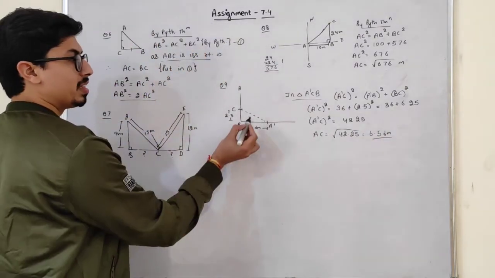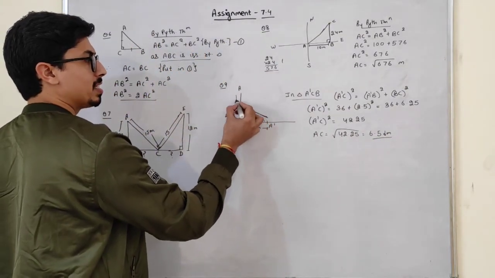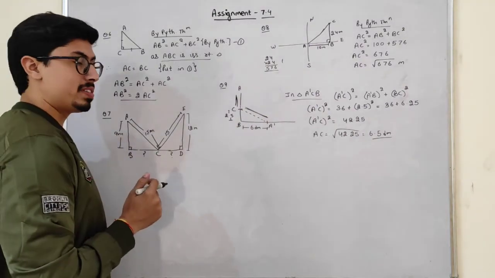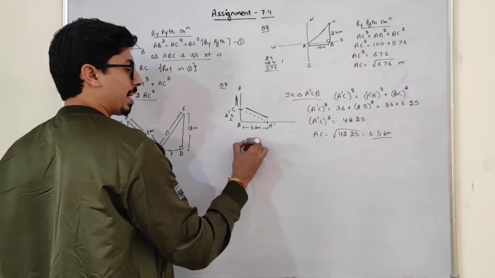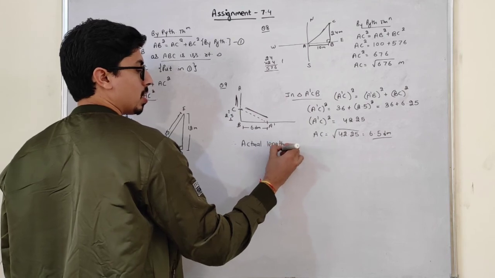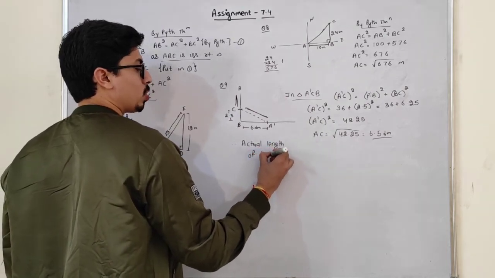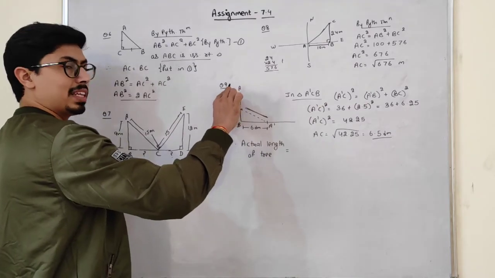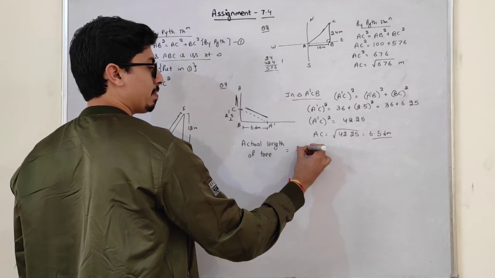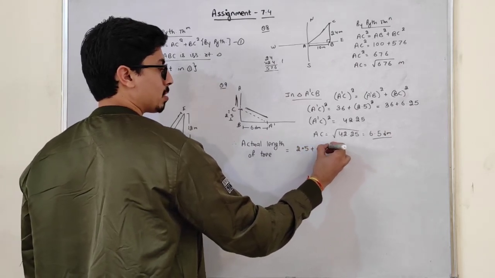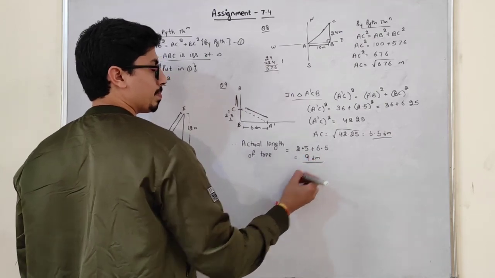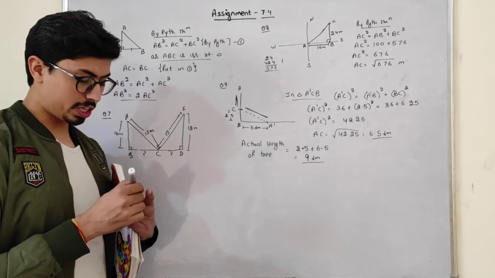Okay, that means these two distances will be 6.5 decimeter. So we have to find out the actual length of the tree. So the actual length of the tree will be the total of this length, so this length will be this plus this. So it will be 2.5 plus 6.5. If I just add them, it will be 9 decimeter. Okay. So students, this is our question number 9.